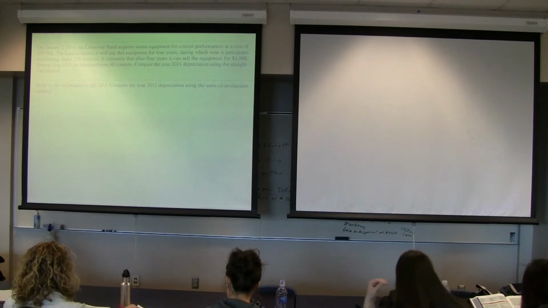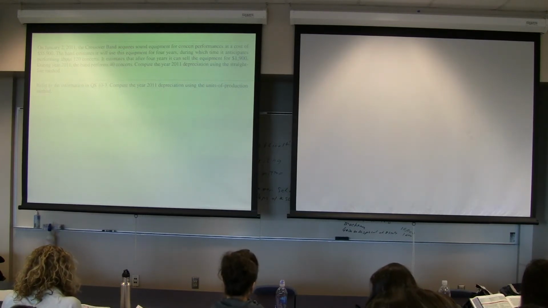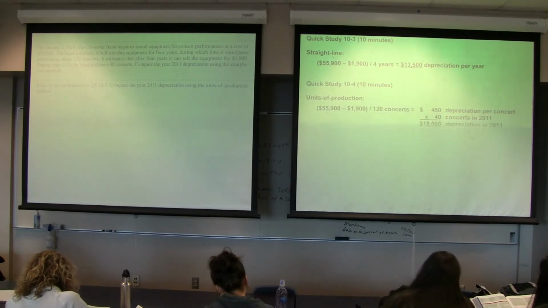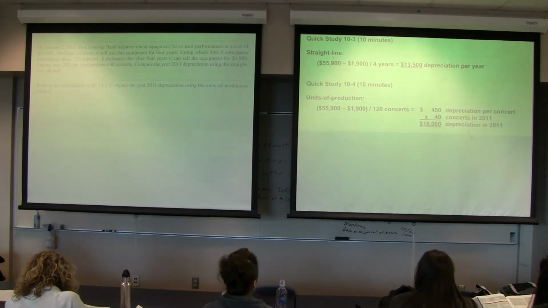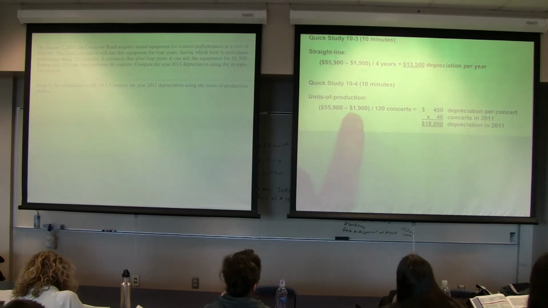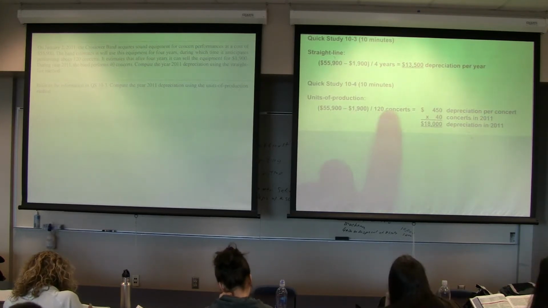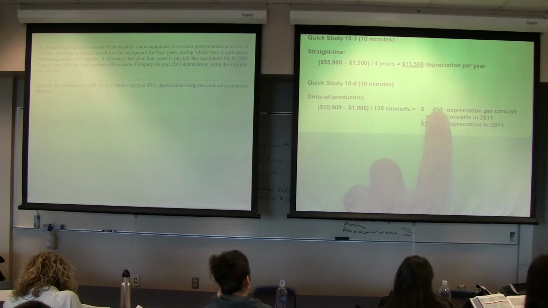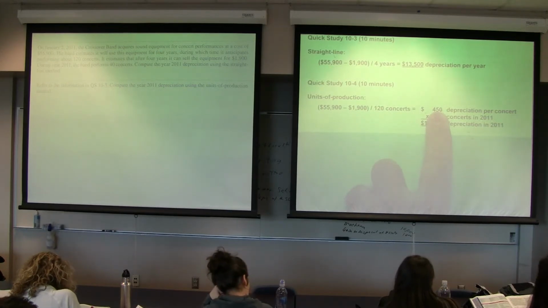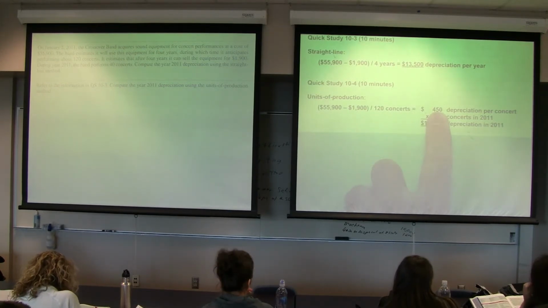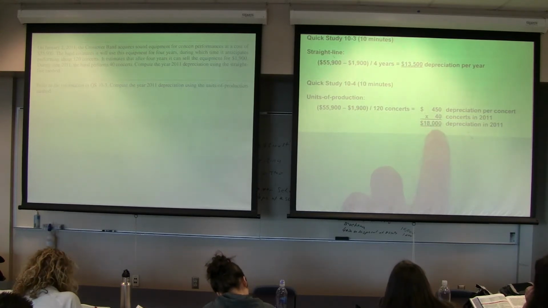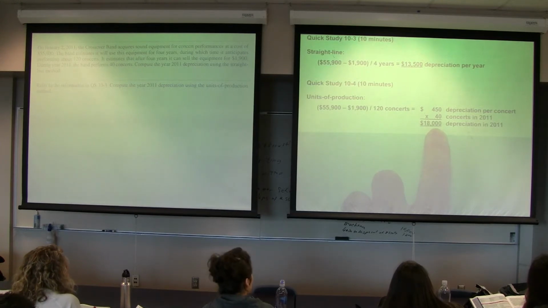You guys ready for some answers? All right. Let me turn this on. Let me drop this down. So, the depreciable cost is the cost minus the salvage value divided by its number of units to produce. That means that the depreciation is $450 per contract. That sure seems like a lot, doesn't it? They do 40 concerts, so the depreciation expense for 2011 is $18,000.